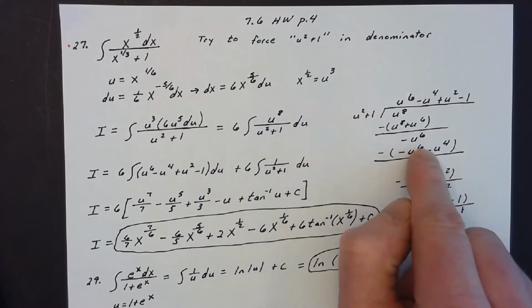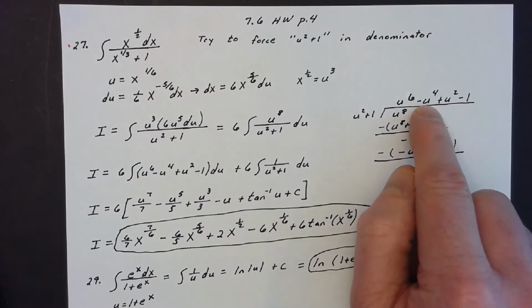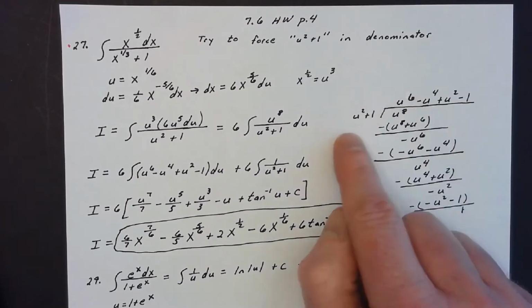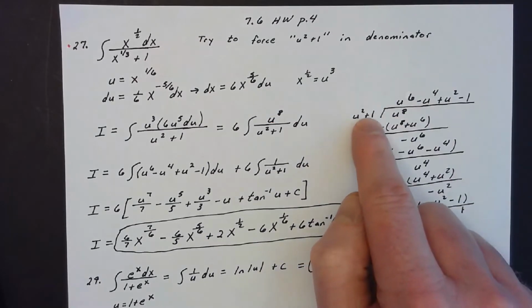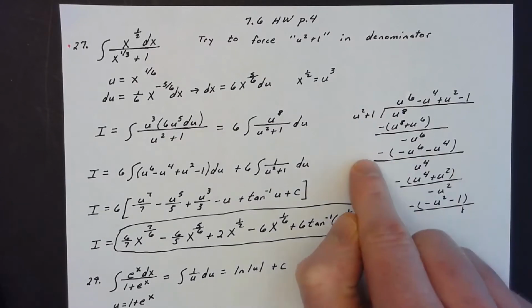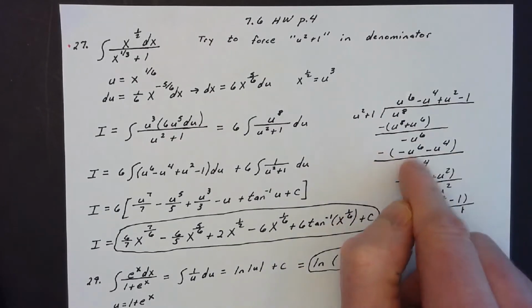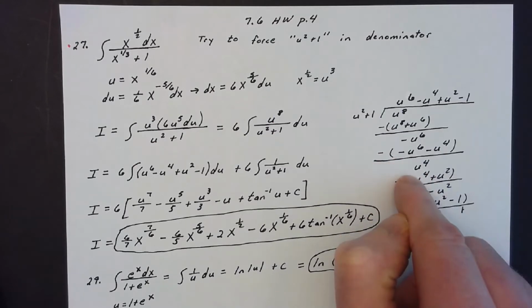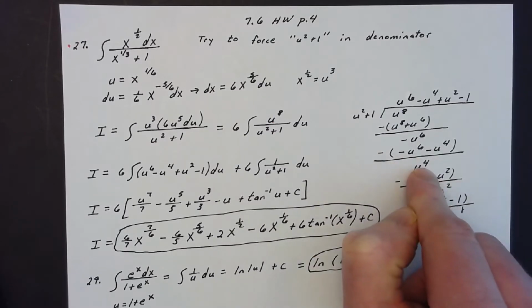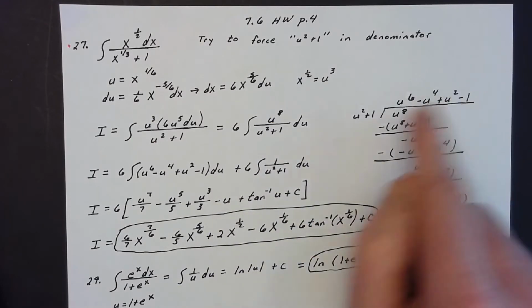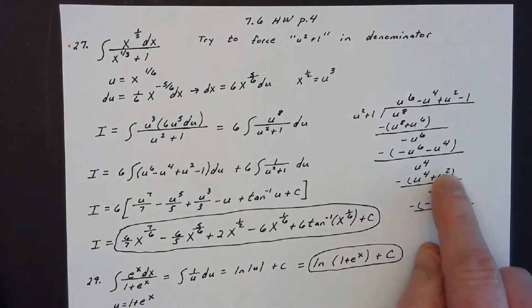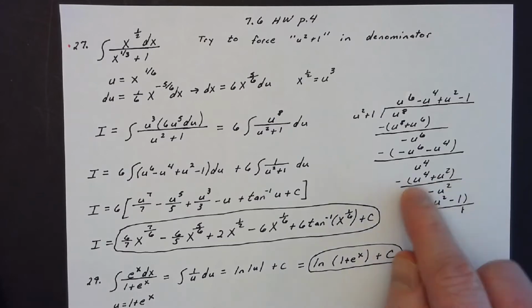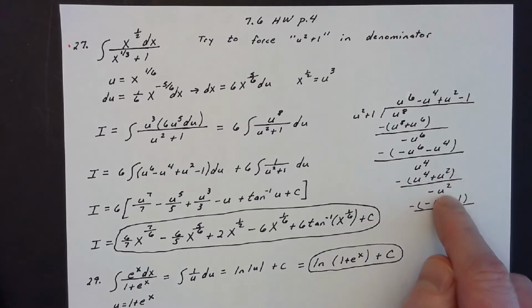Then u squared goes into negative u to the 6th, negative u to the 4th times. I get negative u to the 4th times u squared is negative u to the 6th. Negative u to the 4th times 1 is minus u to the 4th. Of course, we subtract that group out. We see our u to the 6th terms cancel, and I'll have u to the 4th left over. U squared divides into u to the 4th, u squared times u squared is u to the 4th. U squared times 1 is u squared. Now we subtract that group out. My u to the 4ths cancel, and I'm left with a negative u squared.